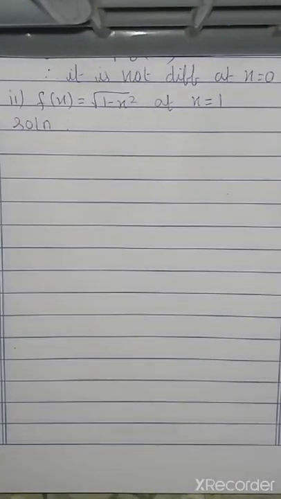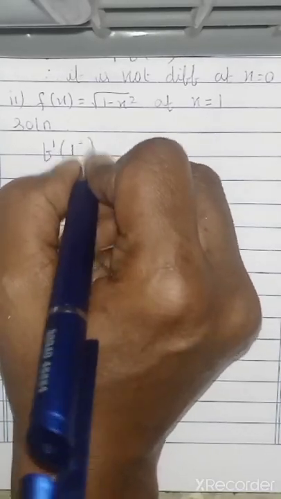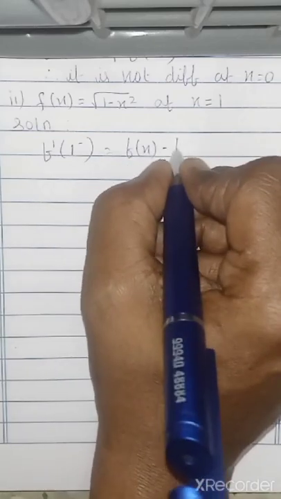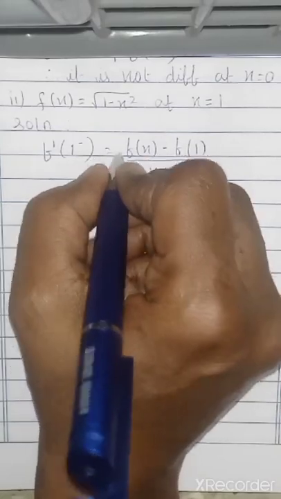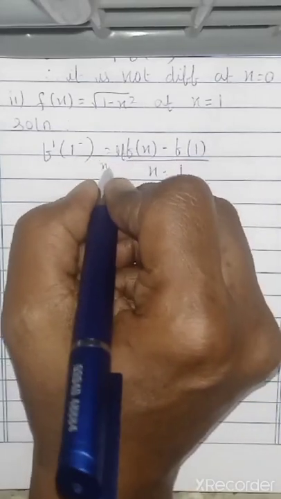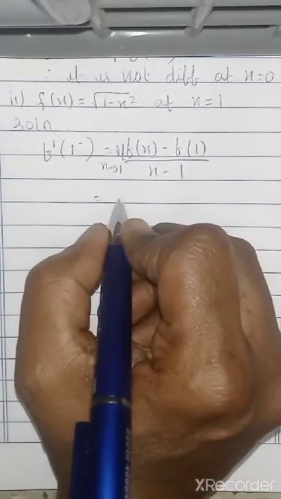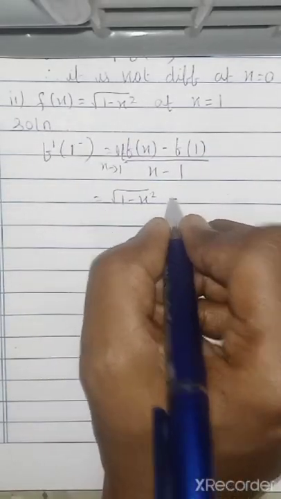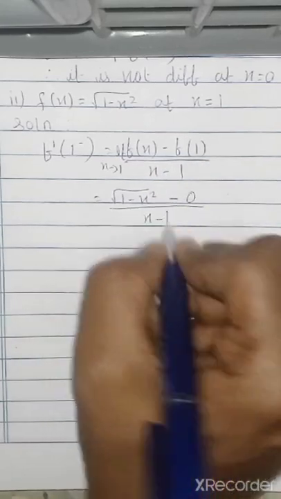Okay, so we can start with f dash of 1 minus. What is the formula? The limit as x tends to 1 minus of f(x) minus f(1) divided by x minus 1. What is the f(x) function? It is given as the root of 1 minus x squared. f(1) we know is 0, divided by x minus 1.